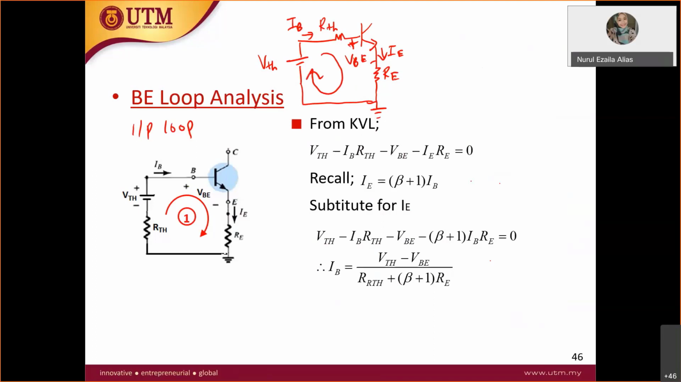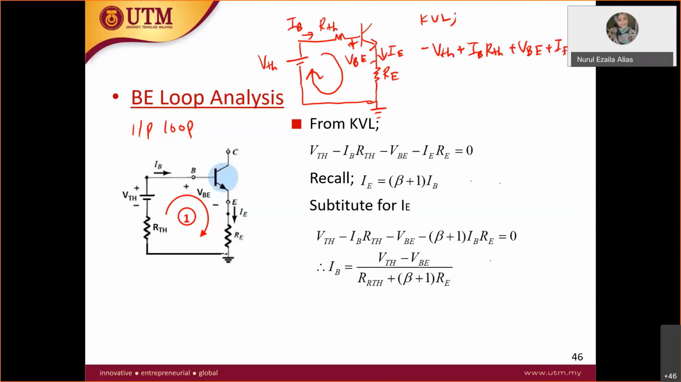If you apply KVL here, let's do it together. So you have negative V Thevenin. What else? IB R Thevenin, yes. What else? Plus VBE, plus IE RE, equal to 0.